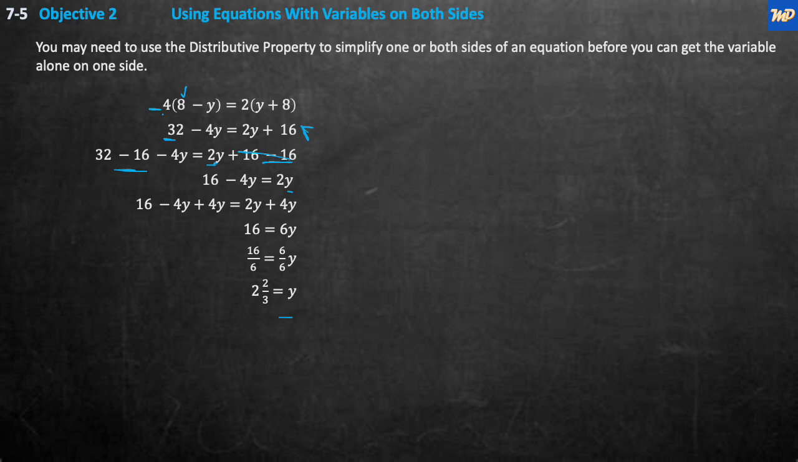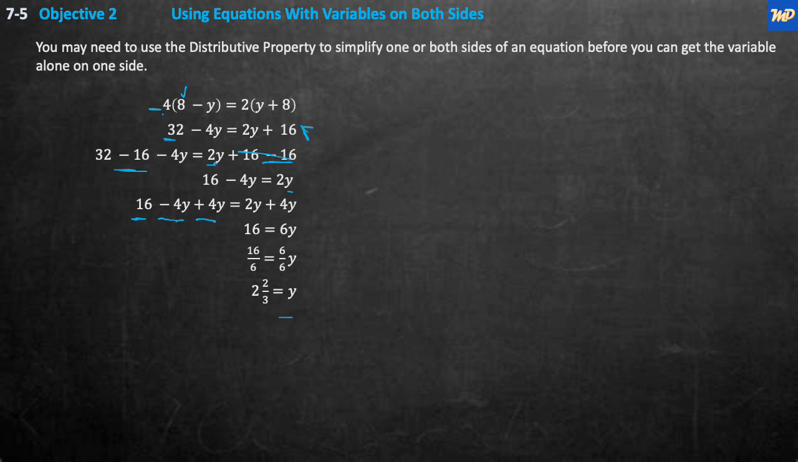Okay, so now we have to get the y's by themselves, and that means we have to take the minus 4y and move it to the right-hand side. And the way that we do that is we have to add a plus 4y. We have to add the opposite. Minus 4y gets a plus 4y. So we end up with what? The 16 right here, and a minus 4y and a plus 4y. That'll get rid of the minus 4y.